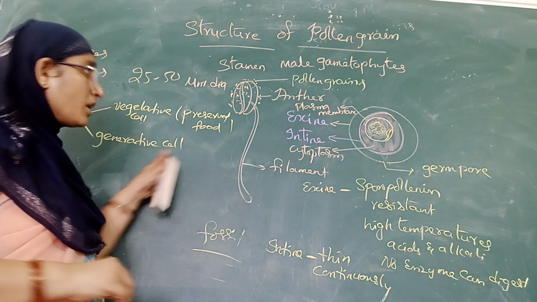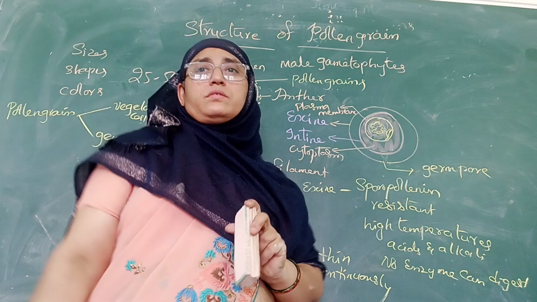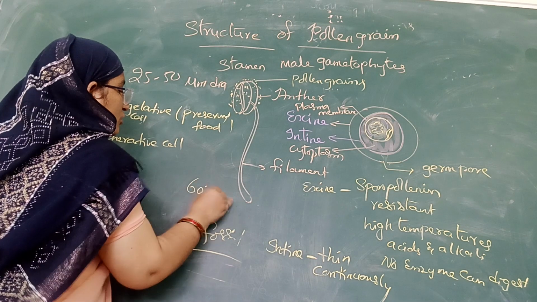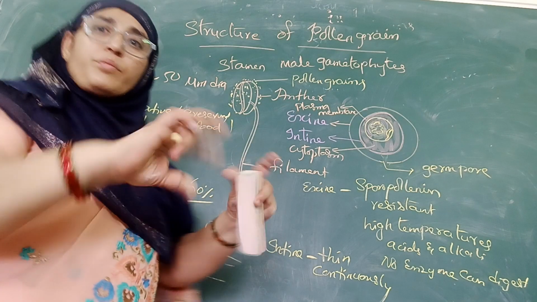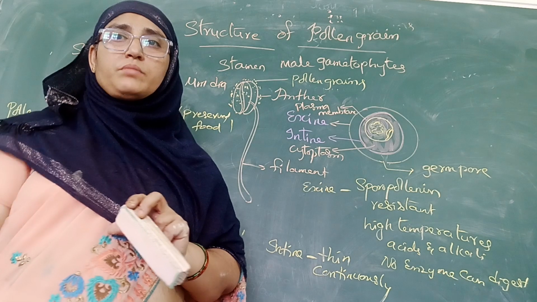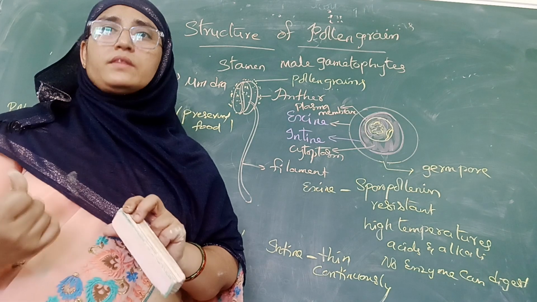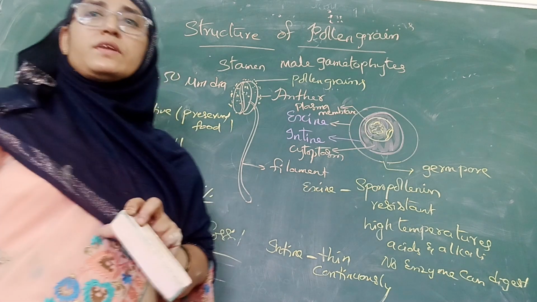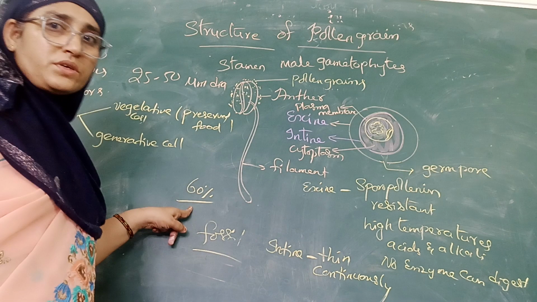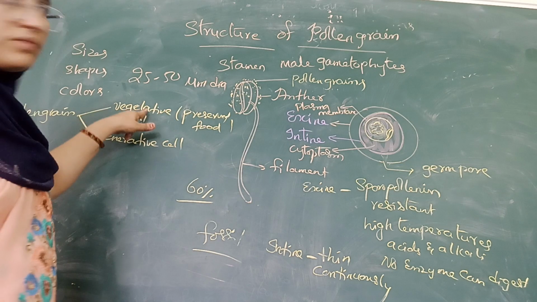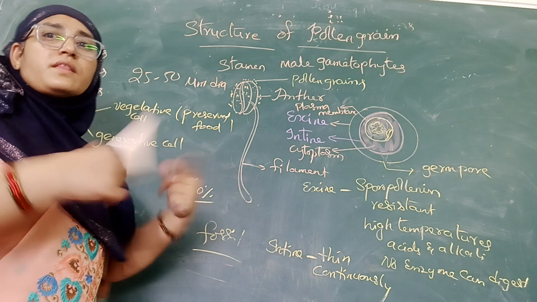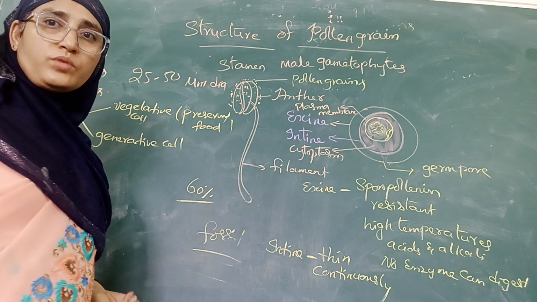Now, in most of the plants, nearly 60% of plant species, the pollen grains shed off as they mature, and they have to reach the stigma. Yes or no? They shed off from the anther to reach the stigma to facilitate the process of fertilization. So, in 60% of the plant species, the pollen grains shed off only in this two cell stage.